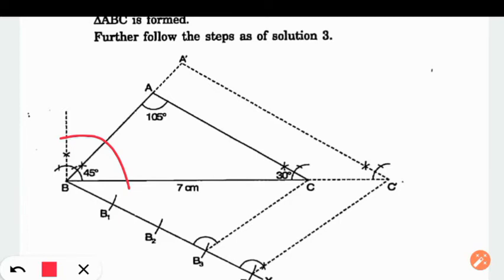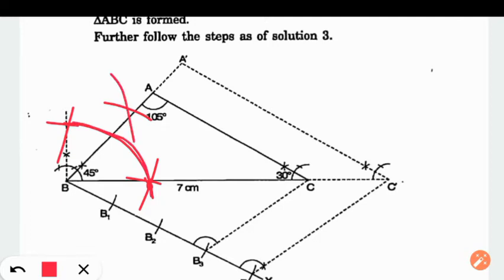Put your compass here at this point with any arc, but that arc must be less than this arc and greater than half of that arc. Okay, this arc. Put your compass here at this point, cut here, and again put your compass here, cut here. So this full angle will get bisected.